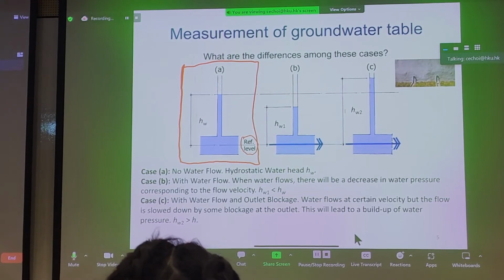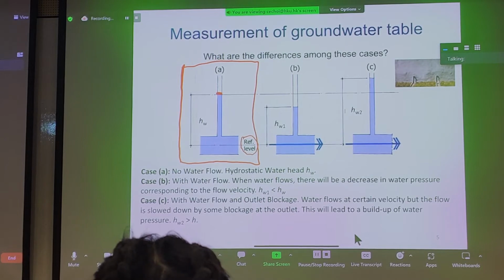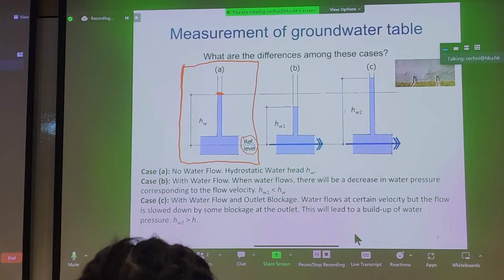It's only if you have flow in the ground where you'll see differences between the water level inside your standpipe and your piezometer. In case A here, everything is static and not moving, so you have a static groundwater level, which is H subscript W. So that's your hydrostatic water head relative to your reference line, reference level, or datum. Now, what happens in case B?